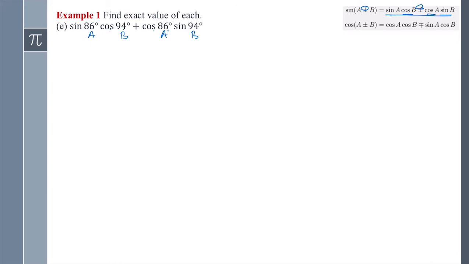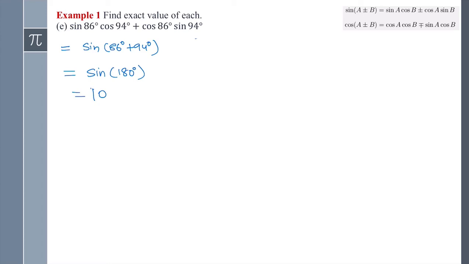Okay, so now we can rewrite this. We have sine A cosine B plus cosine A sine B. Then we can write this as sine A plus B. And then we get sine of 86 plus 94, which is 180 degrees. And we know that sine of 180 degrees is 0.